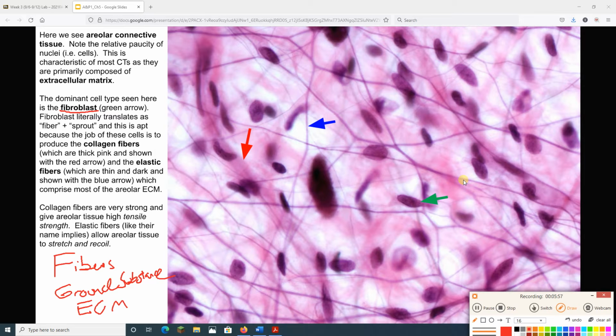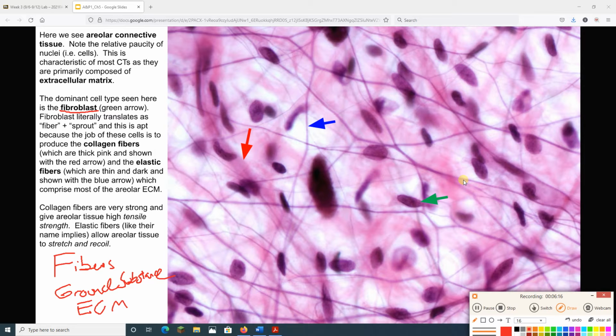Sometimes people think the word elastic just means stretch, but no, you've got to stretch and snap back. So elastic fibers are like a rubber band. They stretch and they snap back. They're not like a piece of chewing gum you've been working on for a while, where you can stretch it, but then you let go and it doesn't snap back.